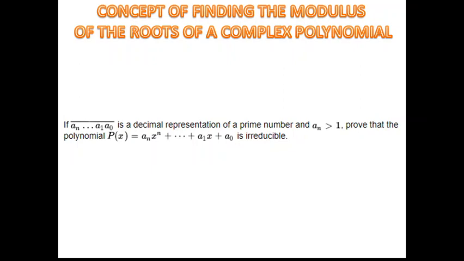Let's see: a_n a_(n-1) a_(n-2) ... a_1 a_0 (whole bar) is the decimal representation of a prime number and a_n is greater than 1. Prove that the polynomial p(x) is irreducible. Okay, so let us see one lemma or one concept to find the modulus of the roots of a complex polynomial.